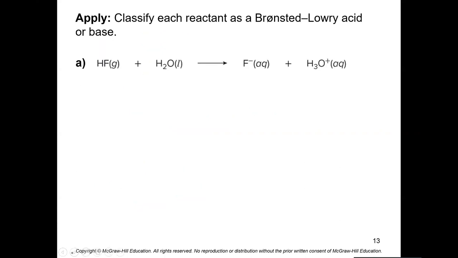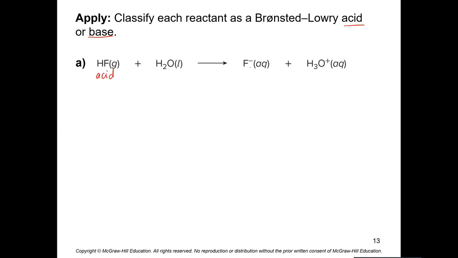So now we're going to continue doing the same thing, classifying compounds as either an acid or a base, but this time we're going to do it within the context of a chemical equation. On the left-hand side, we have our reactants. On the right-hand side, it's our products. What they're asking here is to classify each reactant as a Bronsted-Lowry acid or base. The first one we're going to look at is HF. In order for it to be an acid, it needs to have a hydrogen. It has a hydrogen that it can donate as a proton. So this is going to be an acid.